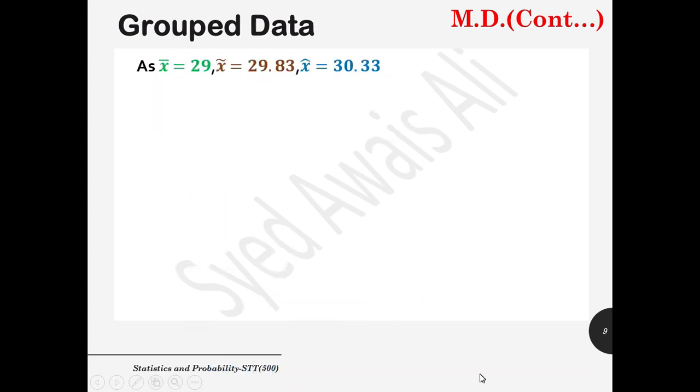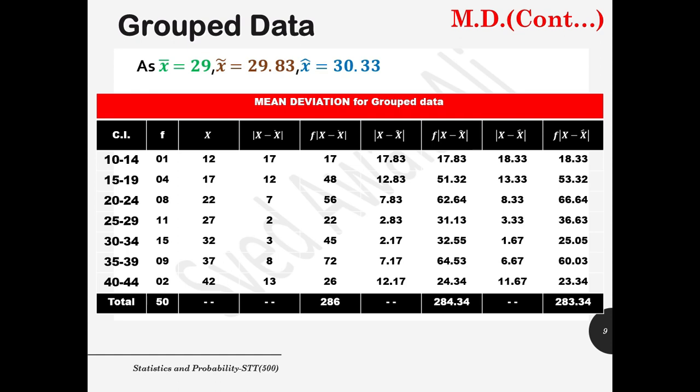Then we have to move toward our next slide, that is mean deviation for group data, and you have to make a table for our class interval. First column will be class interval, second will be frequency, third will be X. Then we have to take X minus X bar absolute. Then we have to multiply this column with F, that will give you these values, and then we have to find X minus X approx. Then we have to multiply this column with F, and then we have to find X minus X hat, the absolute. Then we have to multiply this column with F.